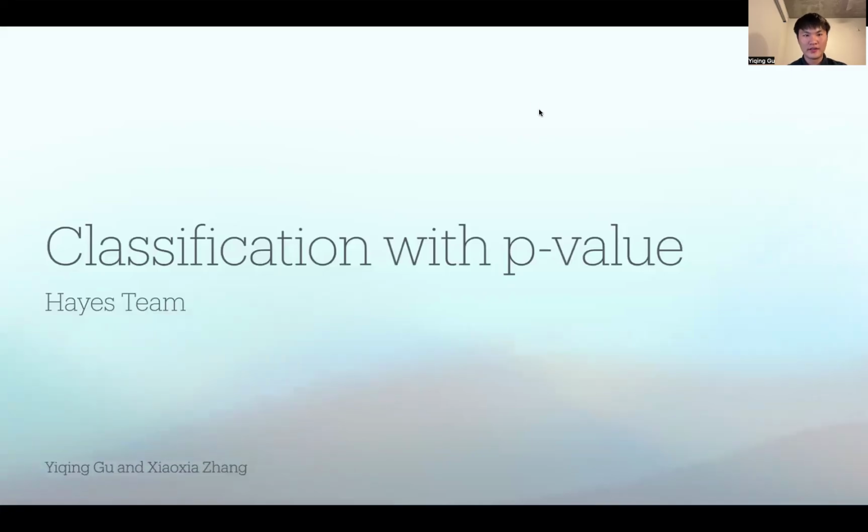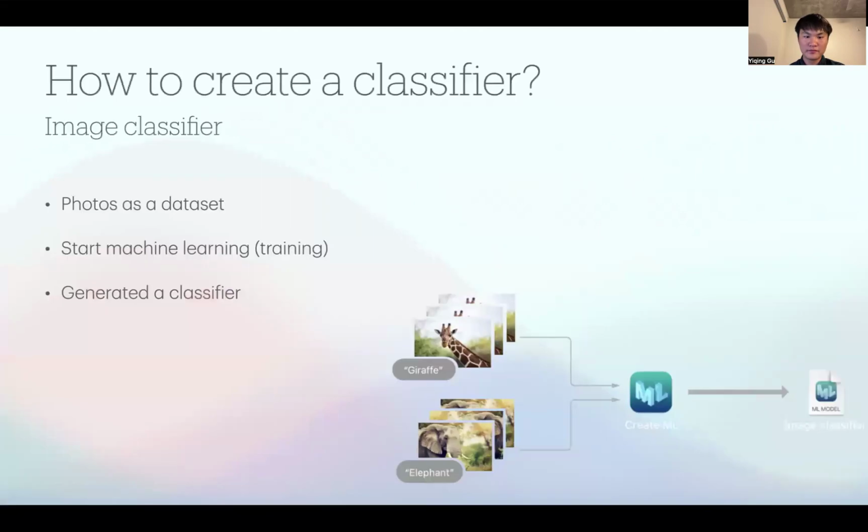Hi, this is Hastings. Our project's name is Classification with P-Value. Xiaoxia Zhang and I are working on this project. What is classification? What is P-Value? I will explain them later.